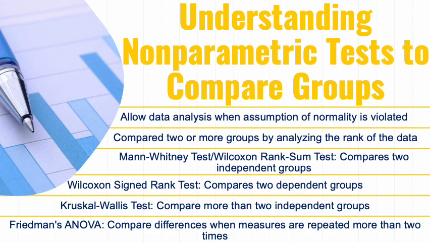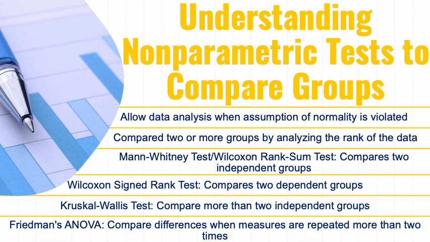To bring this lecture to a close and to summarize nonparametric tests for comparing groups, nonparametric tests are the counterparts of parametric tests. In this lecture, we focused on nonparametric tests that allow us to compare 2 or more groups when the assumption of normal distribution is violated. In general, most nonparametric tests analyze the rank of the data and not the actual data values, as we saw. The Mann Whitney test and Wilcoxon rank sum test are the same test in essence. They both compare independent groups and will produce identical test statistics.